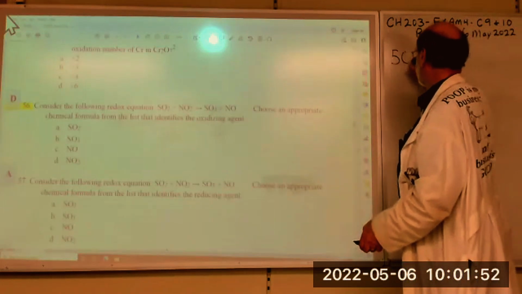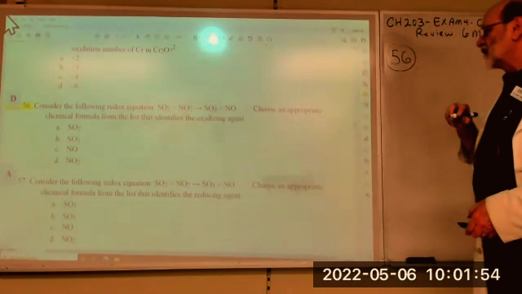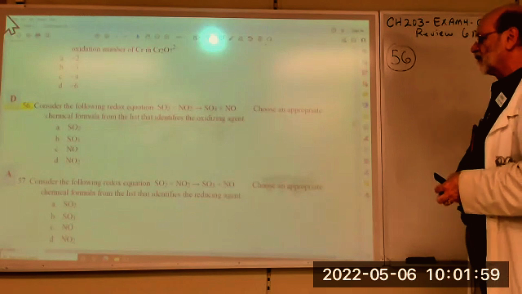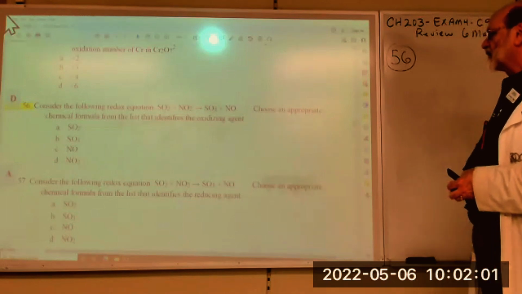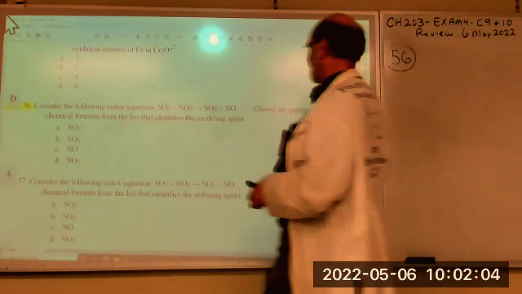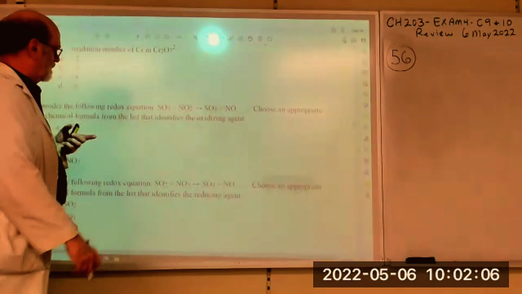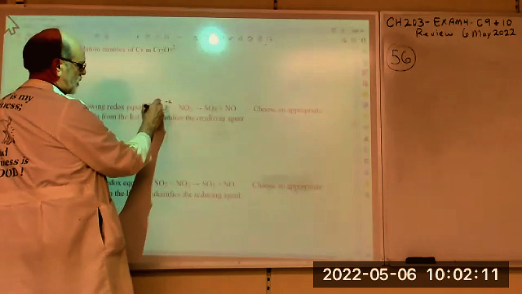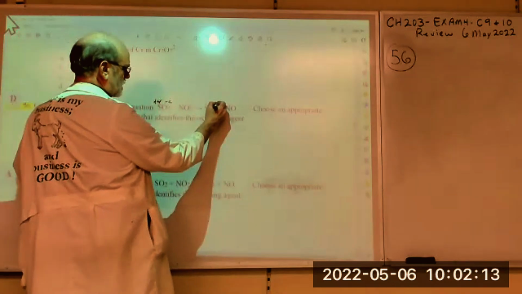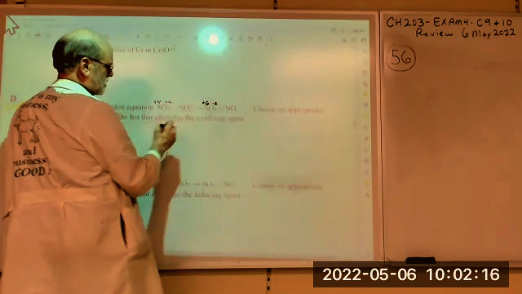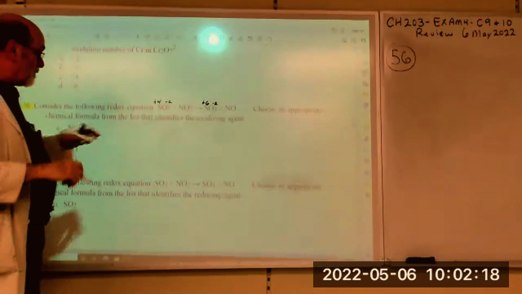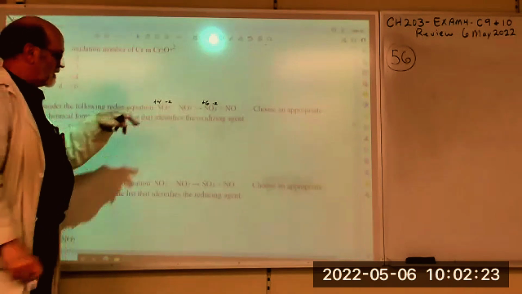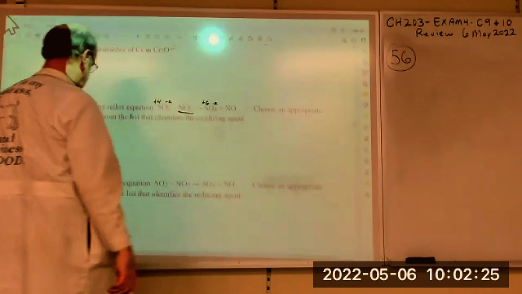56. Consider the redox reaction. Okay. Choose an appropriate chemical formula from the list that identifies the oxidizing agent. Okay, we need to find out which one's reduced. Okay, so we have -2 there, so it's +4 here. This one will be +6. All right, so this one's not the oxidizing agent because it's oxidized, not reduced. So this one has to be the oxidizing agent.